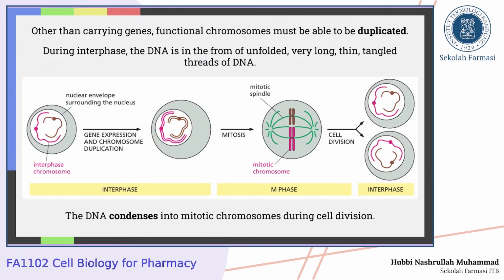Other than carrying the genes, it is also very important that chromosomes are able to be duplicated. This is crucial for cell division, because each resulting daughter cell must have the exact same copy of the DNA.